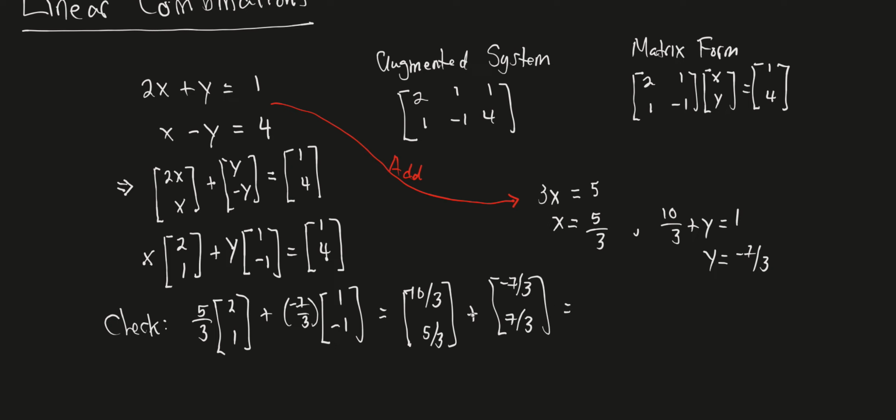And then let's do our vector addition. So if we have 10/3 plus negative 7/3, that is 3/3. And then 5/3 plus 7/3, that's 12/3. And there is what we would expect for the 1. So it does work, right? So this form of our linear system, because we're using vectors to represent it, you can refer to this as a vector equation, or this is the vector form of my linear system.